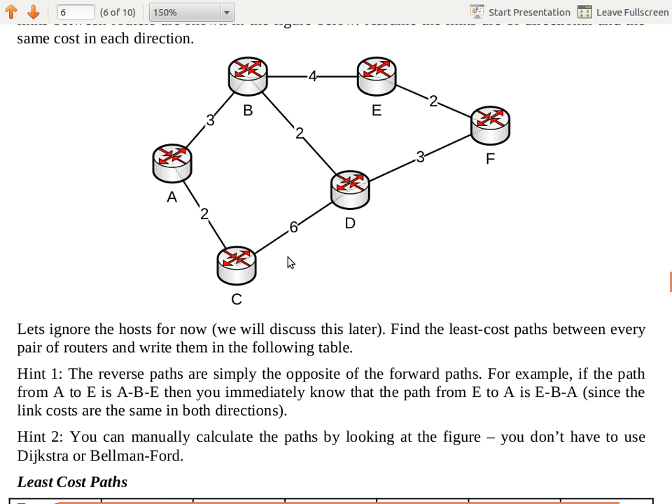If you go A, C, D, F, it's 11. If you go by E, it's 9. The least cost path here is A, B, D, F, a cost of 8. Therefore, if A wants to reach F, send to B. And that's captured in the routing table.